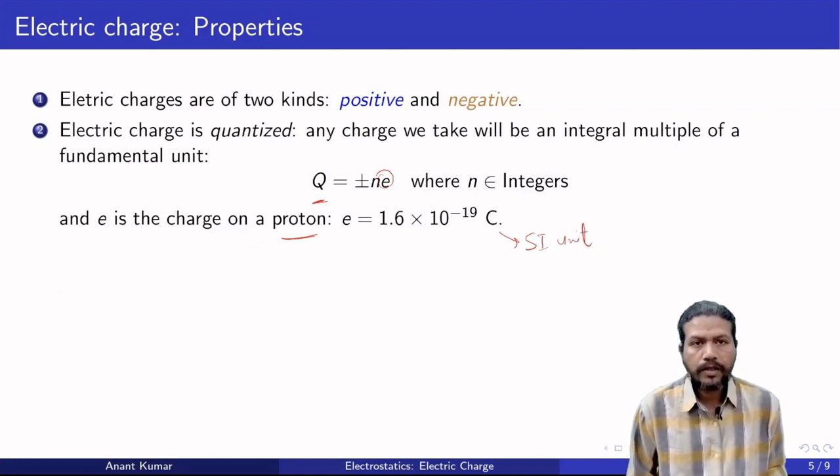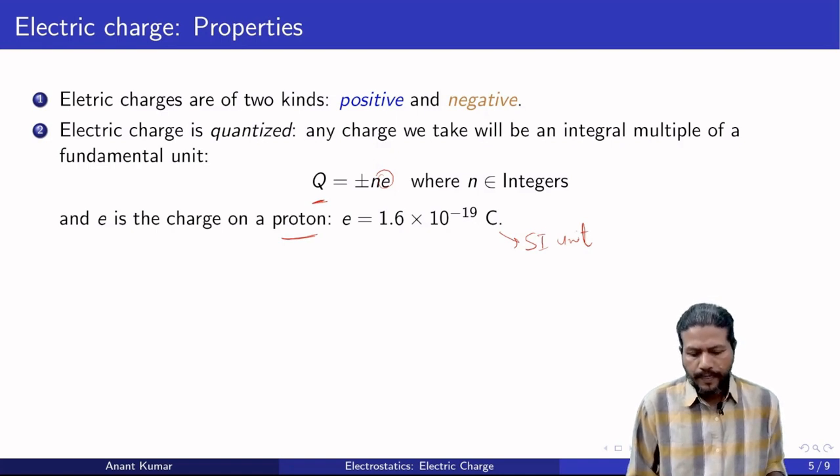You must be knowing that the charge is not a fundamental quantity actually, the current is. So in terms of the current, the charge, we shall see later on, is nothing but current into time, and the SI unit therefore is ampere into second, which is referred to as a coulomb.